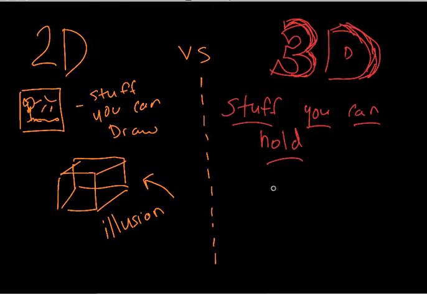If you were actually holding a cube in your hand, then it would be a 3D shape, and that would be 3D. But in this case, it's not. What else? What else about 2D and 3D?